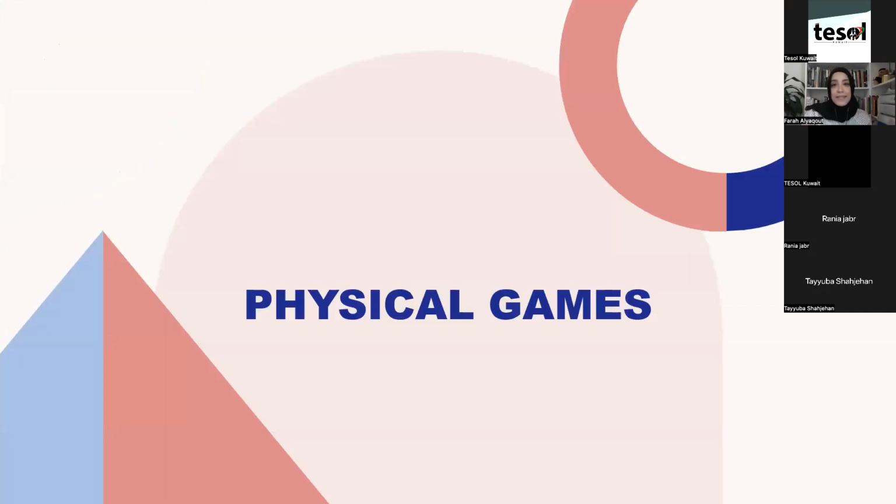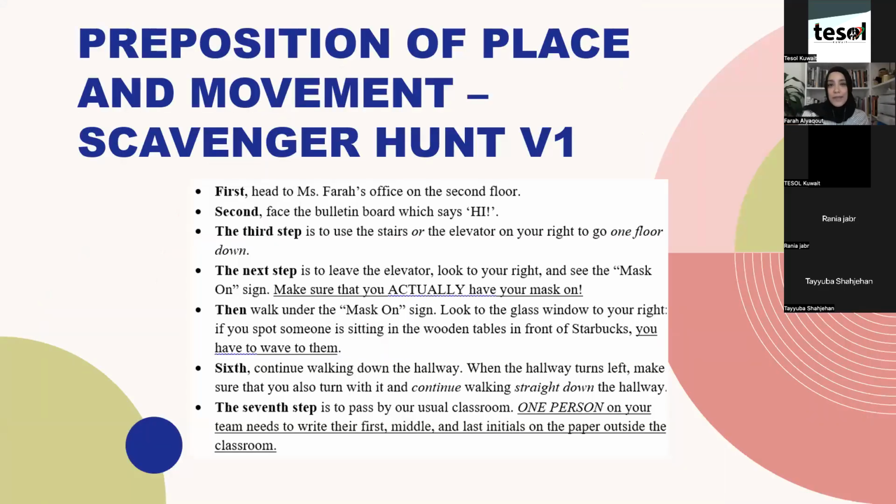Physical games. Now, I separated my games into three different types: physical, virtual, and physio-virtual. Physical games are games that require mostly bodily movement, bodily ways of actually moving through the world. An example of that is when I was trying to teach prepositions of space and movement, I believe. I had a scavenger hunt, and this happened around the same week that I was teaching the process paragraph. So words like first, second, third, next, then, afterwards, all of that.